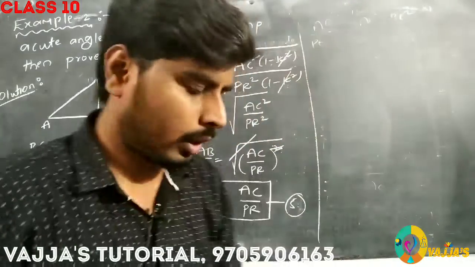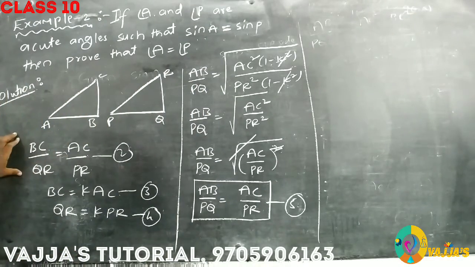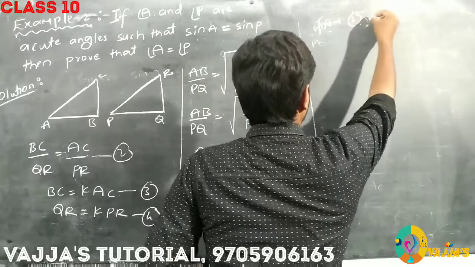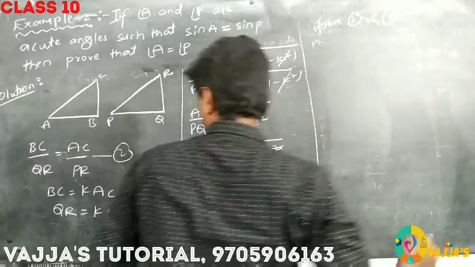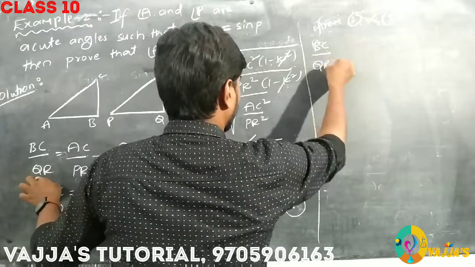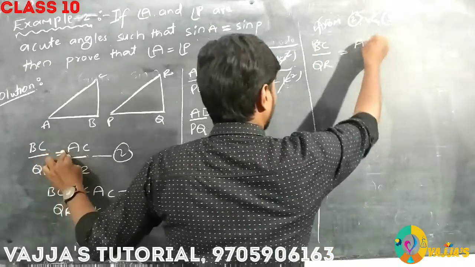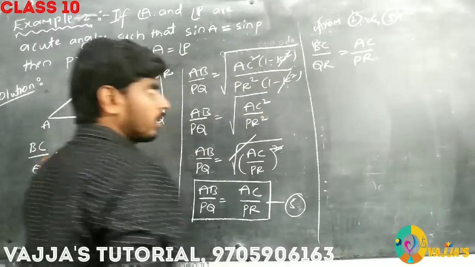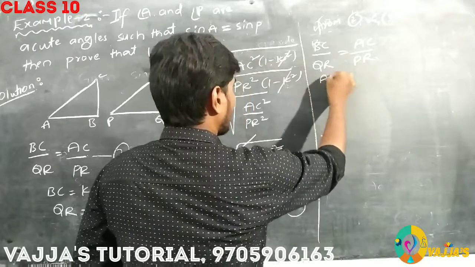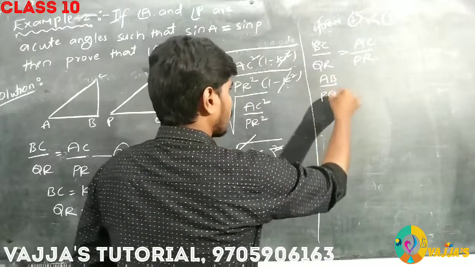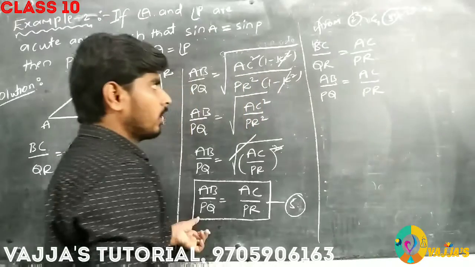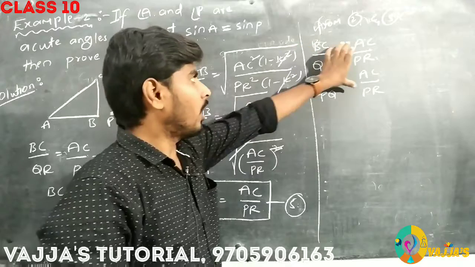Right. So look at here. Compare equation 2 and 5. From equation 2 and 5, what is equation 2 here? BC by QR equals AC by PR. This is equation 2. What is equation 5 we got here? AB by PQ equals AC by PR. Okay, so in both the equations, the RHS is the same.